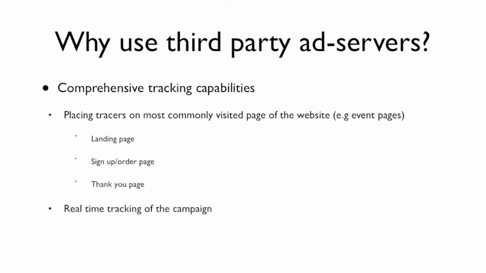Real-time tracking can also show you which campaigns are producing the most sales and sign-ups, and what the customers' acquisition costs are for each campaign. Here's a video featuring Google DoubleClick on why it chooses a third-party ad server over traditional advertising methods.